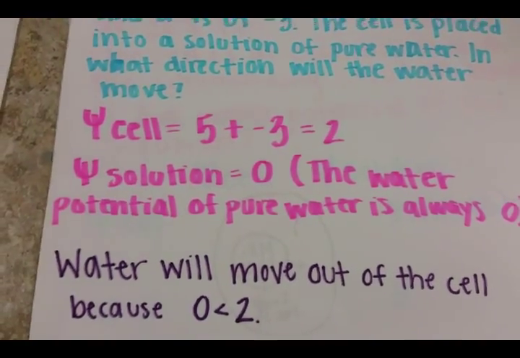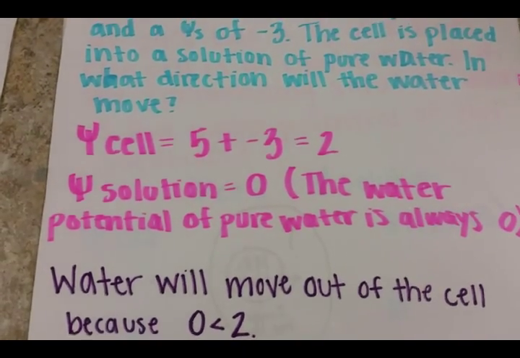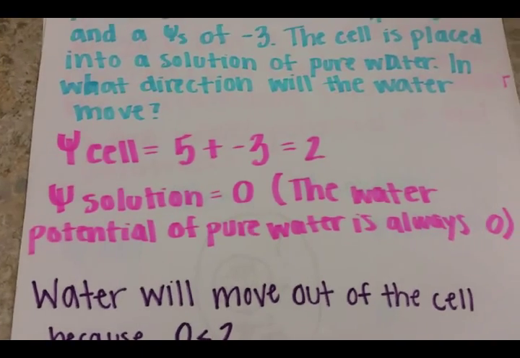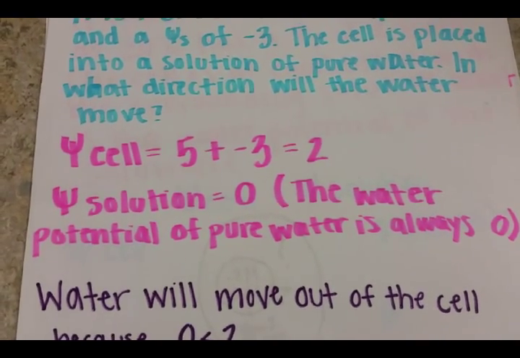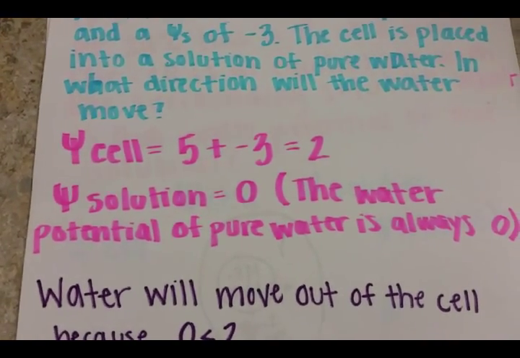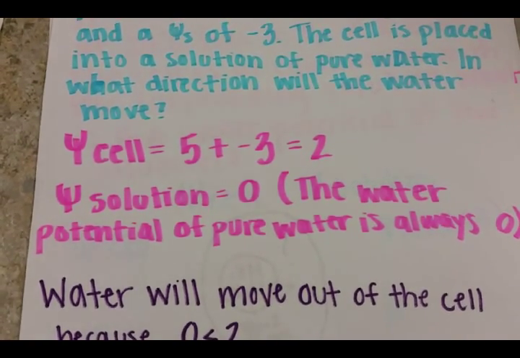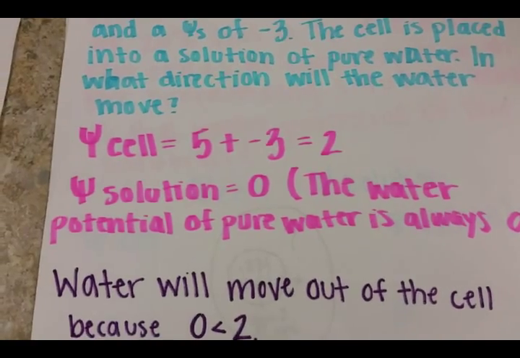Okay, so the water potential of the cell is going to be the pressure, which is 5, plus the solute potential, which is negative 3, which will give you 2. And the water potential of the solution is going to be 0 because the water potential of pure water is always 0. Water will move out of the cell because 0 is less than 2.